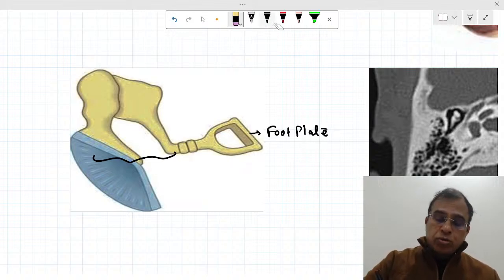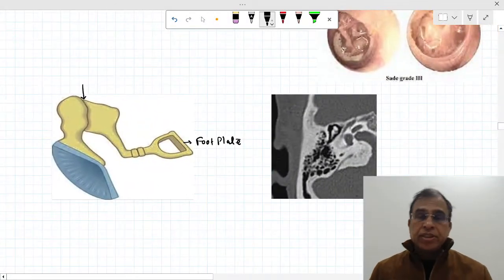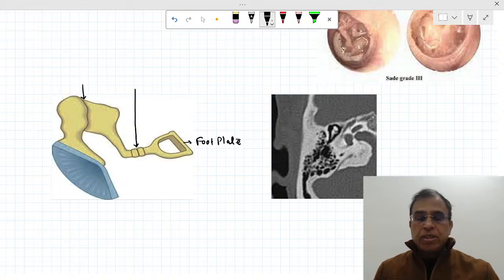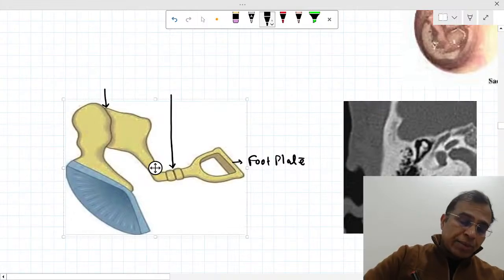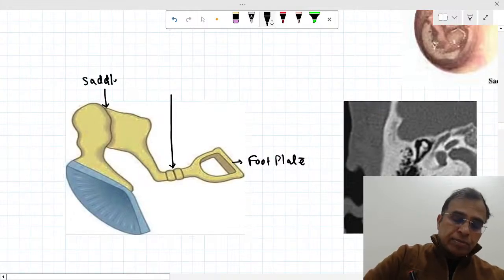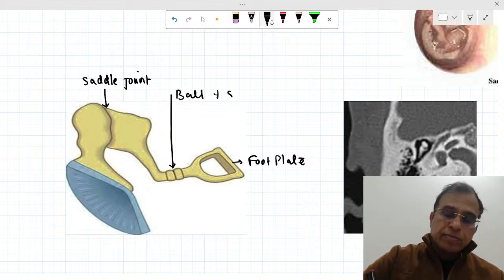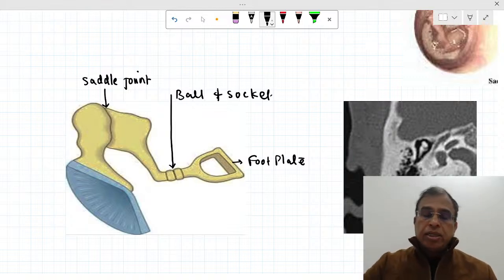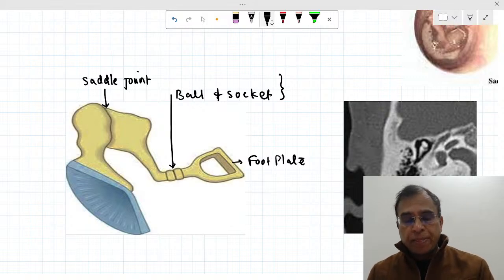And there are two joints. Which are the two joints? This is one joint between malleus and incus, incudo-malleolar joint, and the second joint is this one between incus and the stapes, incudo-stapedial joint. Incudo-malleolar joint is a type of saddle joint. And incudo-stapedial joint is a type of ball and socket joint. And both these types belong to a type called synovial joints. They're both synovial joints.